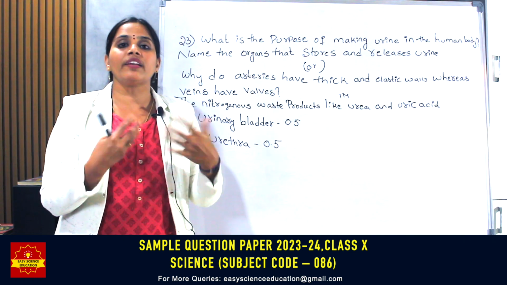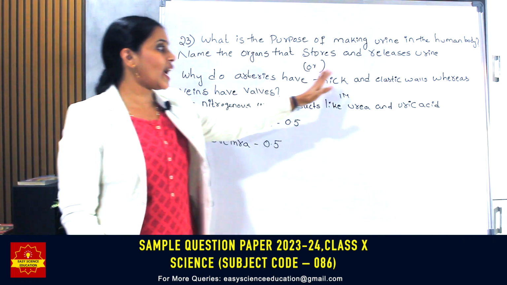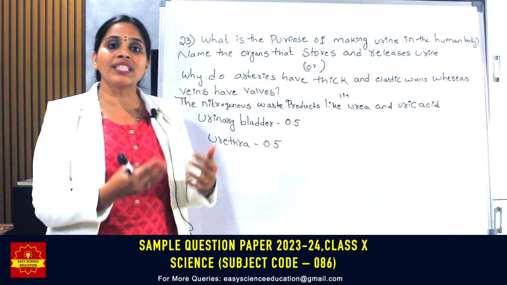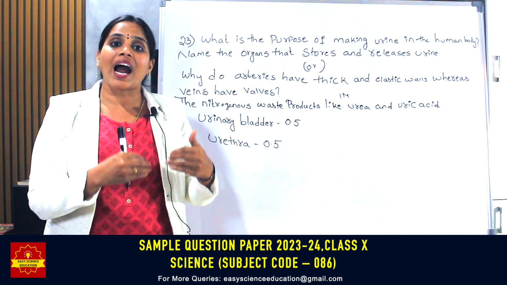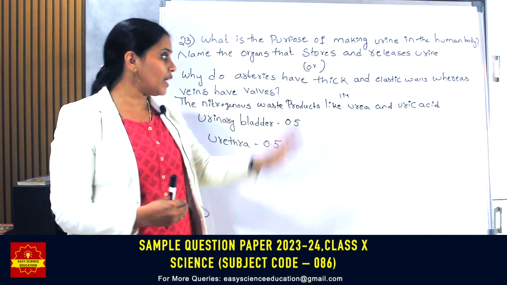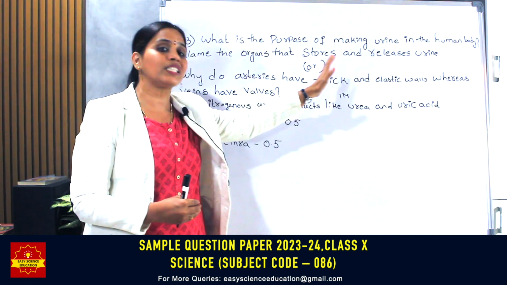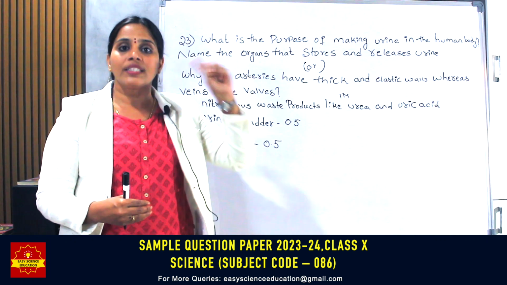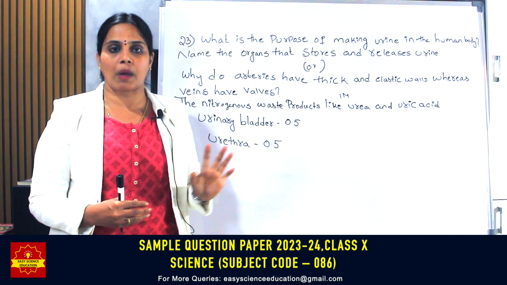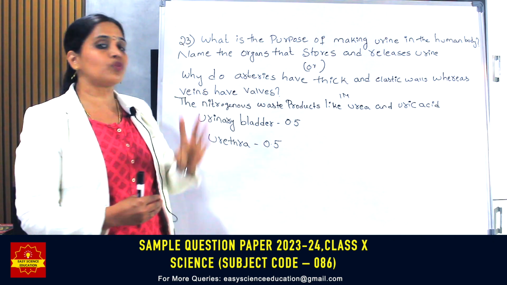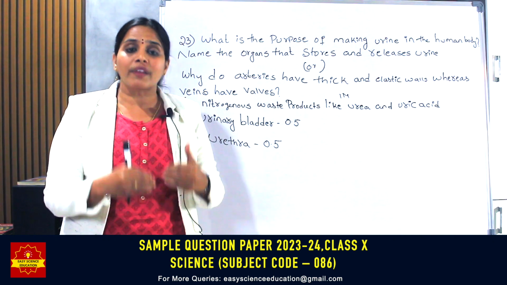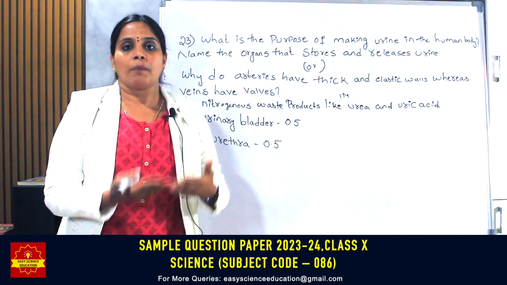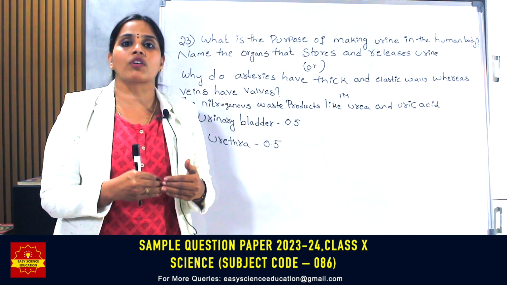So in this point, if you write that arteries have thick and elastic walls because the blood enters from the heart under high pressure, and to bear that pressure the walls of the arteries are very thick and elastic, that one point will get you 1 mark. And the second one, why do veins have valves? To prevent the backward flow of the blood, because veins always carry deoxygenated blood.